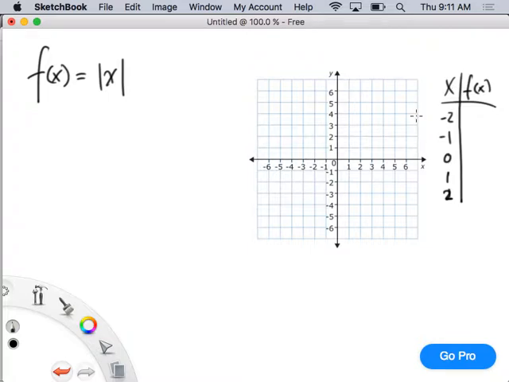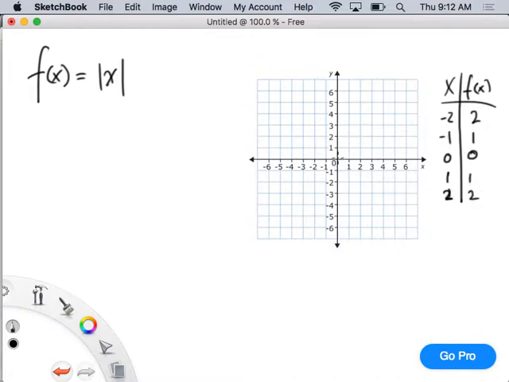So -2, absolute value. First off, absolute value does what to a negative number? Makes it positive. Does it do anything to a positive number? No, it just keeps it positive. All right. So absolute value of -2 is 2. Absolute value of -1 is 1. Plug in 0, it stays 0. Plug in 1, it stays 1, and same for 2.